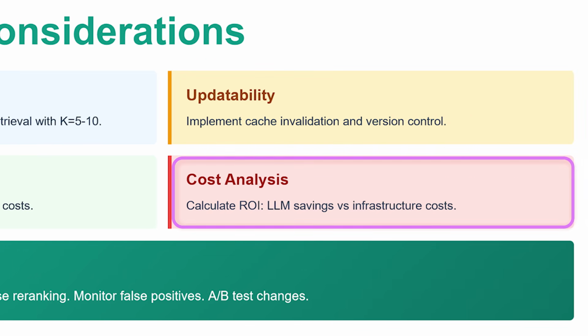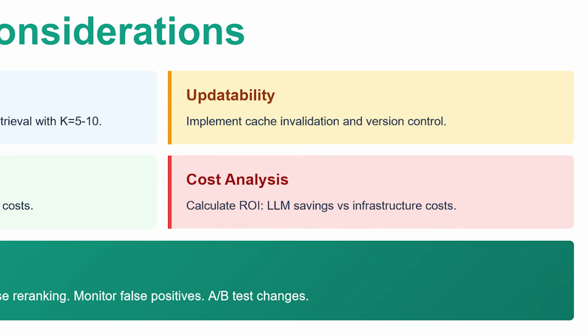Fourth, cost analysis. Do the actual math on your ROI. Calculate your LLM API savings from cache hits. Subtract your infrastructure costs for the vector database and hosting. Factor in re-ranker costs if you are using one, and put a number on the value of faster responses. Make sure this actually makes financial sense before you go all in.